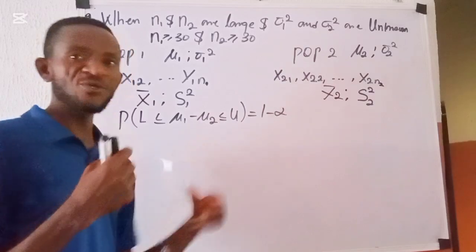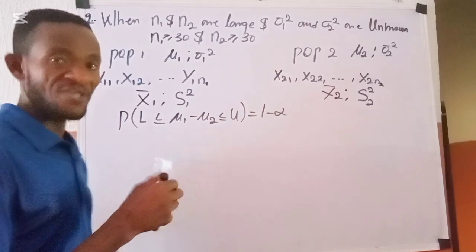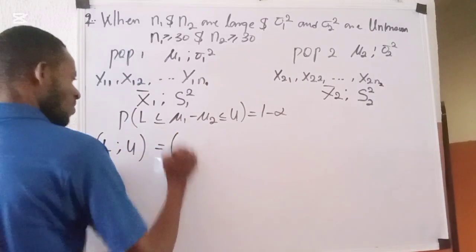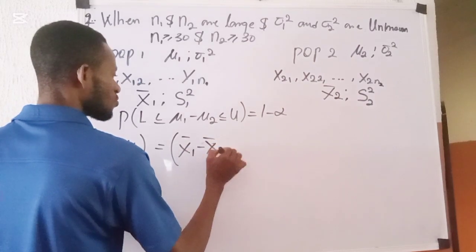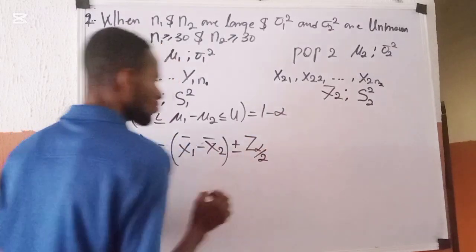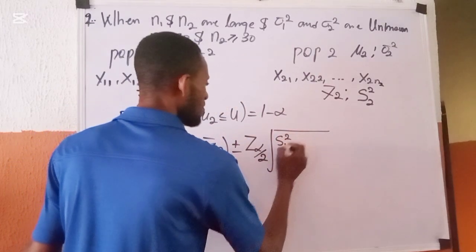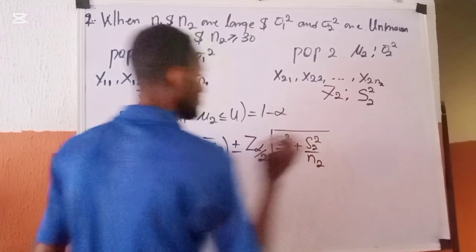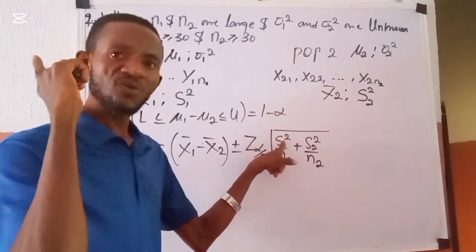The value of our L and U will be given this way. Without wasting much of your time, L, comma U is given as: open a bracket, you still have your x bar 1 minus your x bar 2, close the bracket, plus or minus, you still have your z of alpha over 2, times the square root of s1 squared over n1 plus s2 squared over n2.